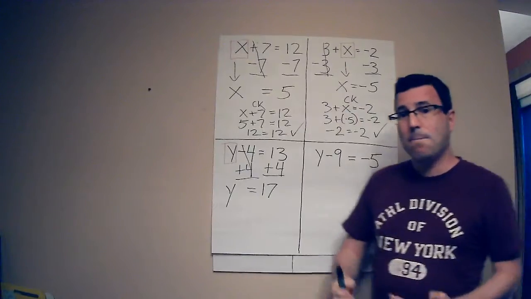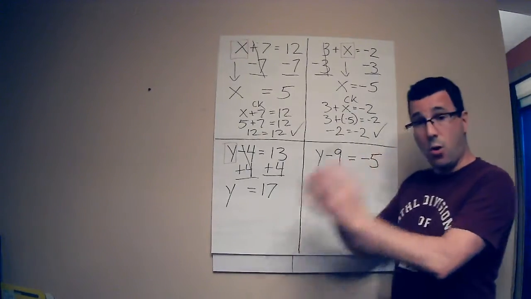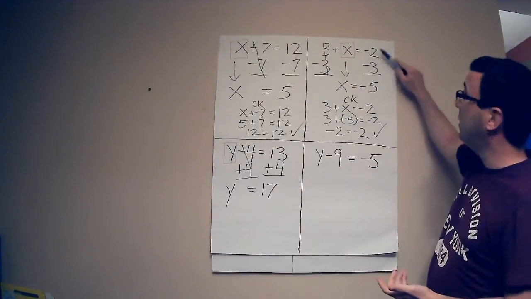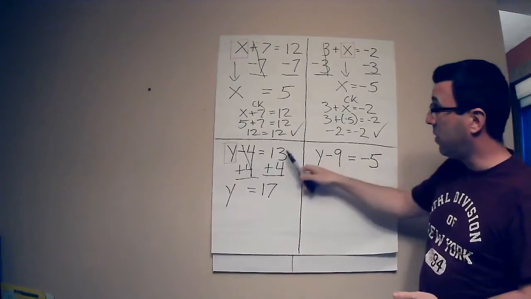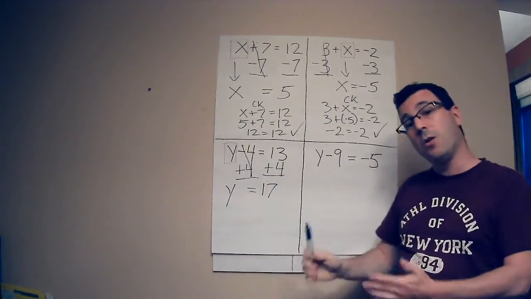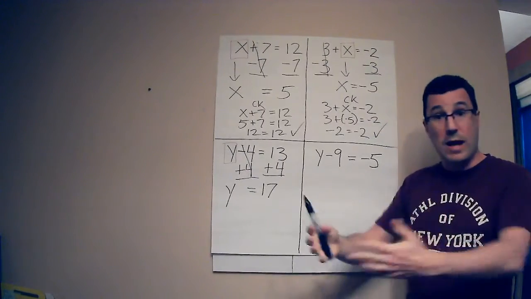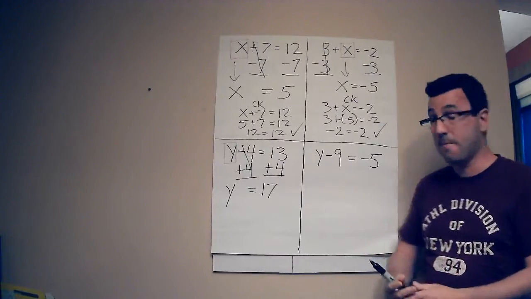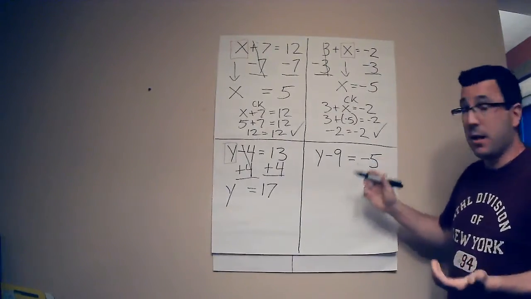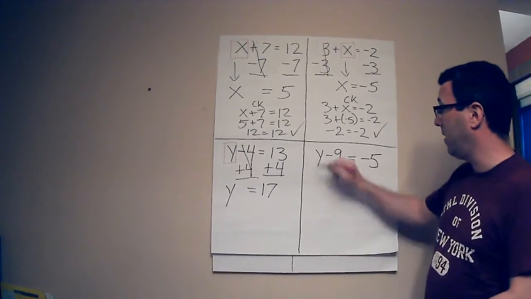But notice, I deal with the side that has the variable, and I only deal with that. The 12 didn't move. The negative 2 didn't move. The 13 didn't move. Alright? It's only the things that are on the same side as the variable that get added, subtracted, or move in some way. So we have here y minus 9. What am I going to do? Well, y needs to stay.